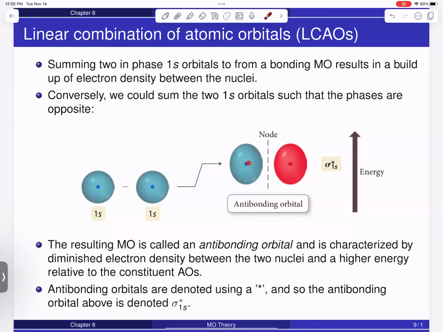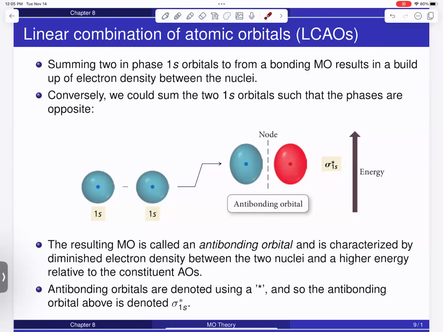And we are still building this MO by taking the combination of 1s atomic orbitals. But because we are taking that out of phase combination, we're making this antibonding orbital, we're decreasing electron density between the nuclei. We need to denote that, and we denote that using a little asterisk here. So the star, as we call it, is denoting an antibonding orbital. So we would read this as sigma star 1s. So anything with a star denotes antibonding.